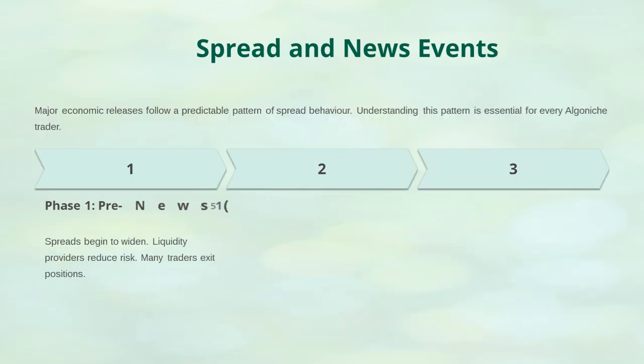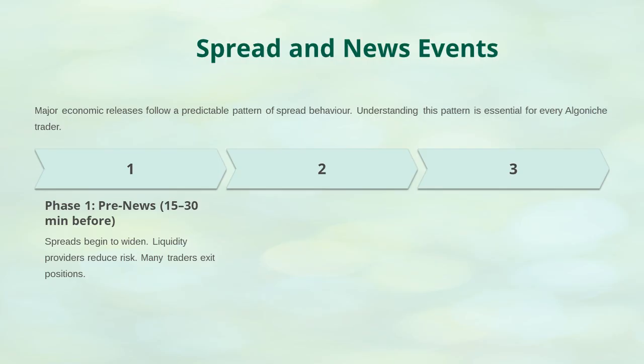Phase 1, pre-news, about 15 to 30 minutes before a major release. Spreads begin to widen. Liquidity providers start reducing their risk exposure because they don't know what the news will say. Many experienced traders will exit positions before this phase begins. If you're still in a trade during this period, you're at risk of facing a much wider spread if you need to exit.